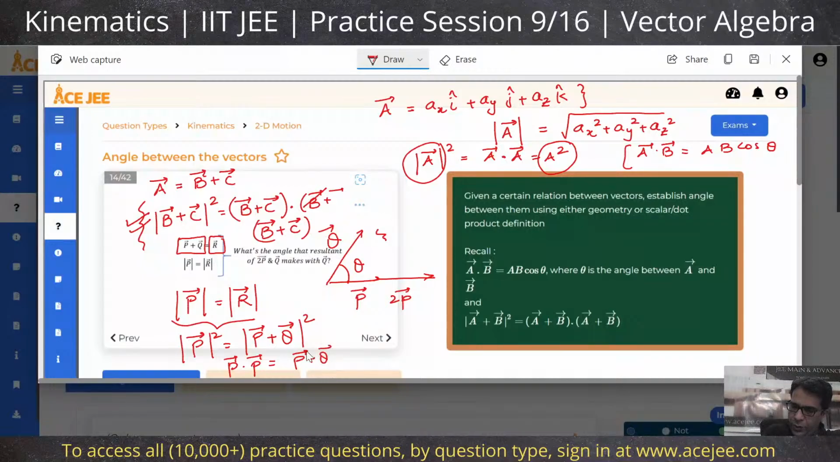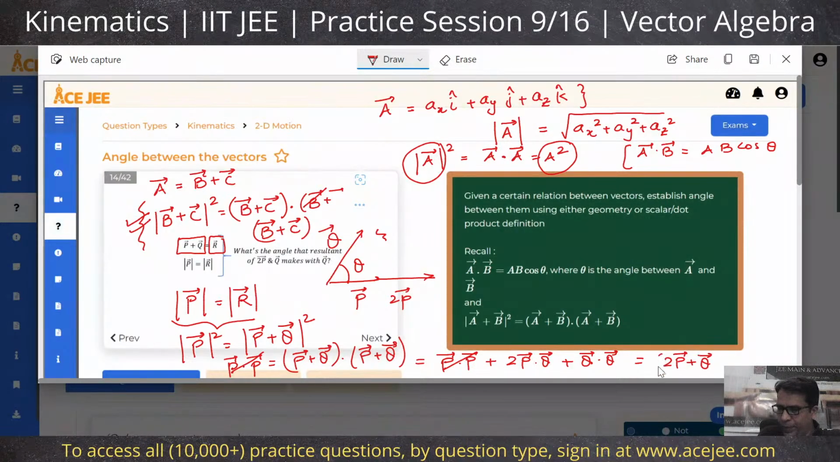Now, if you open this up, this is P dot P plus 2 times P dot Q plus Q dot Q. P dot P you can cancel out. So what do you get here? If I were to take Q out, I get 2P plus Q.